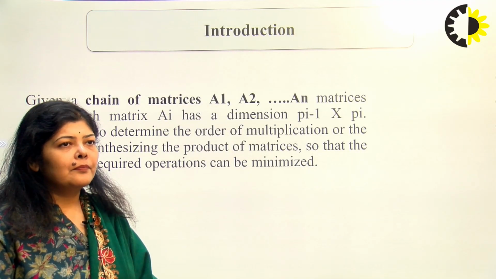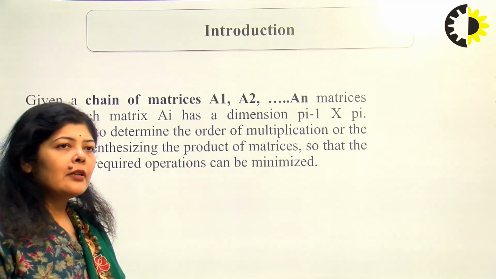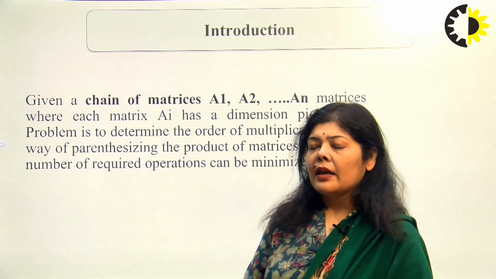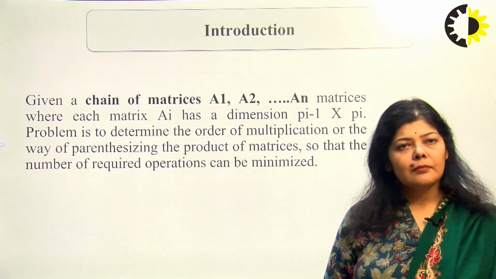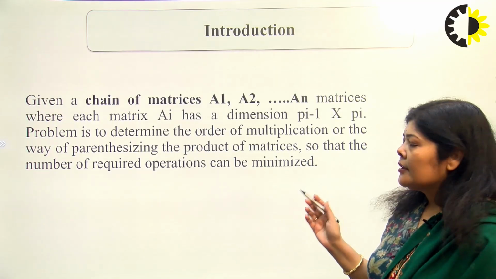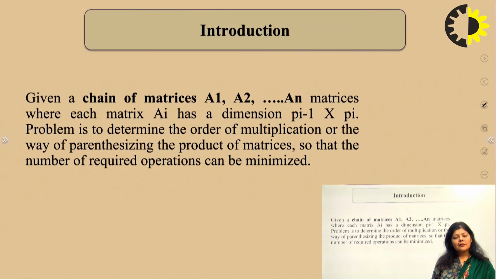The matrix chain multiplication problem is that we have been given a chain of matrices, and every matrix A1, A2, up to AN has its dimensions. Now the problem is that we need to determine the order of multiplication, or the way of parenthesizing the product of matrices, so that the number of required operations can be minimized.